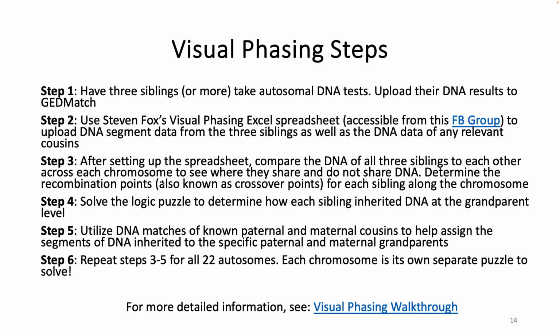And then step 6 is you repeat all of these steps, 3 through 5, for all 22 autosomes. Each chromosome is its own separate puzzle to solve. So with just one visual phasing project, you'll get a lot of experience with visual phasing, because you'll be solving logic puzzles for each of the 22 autosomes.